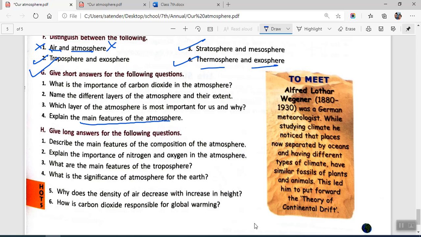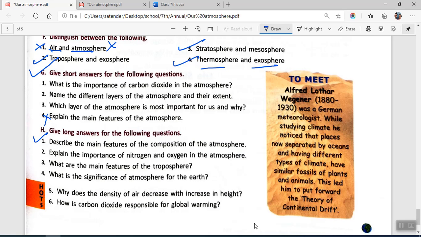Explain the main features of the atmosphere. Main features of the atmosphere. Now the thing is that we have the same question here: describe the main feature and composition of the atmosphere. So we will be leaving out this one. In the question paper, if you are asked about this question or this question, you will be writing the same answer. So you have to be careful about this thing, that you just write the same answer for both these questions. So we will be taking up this question. We will be leaving out this one because this is the same question.